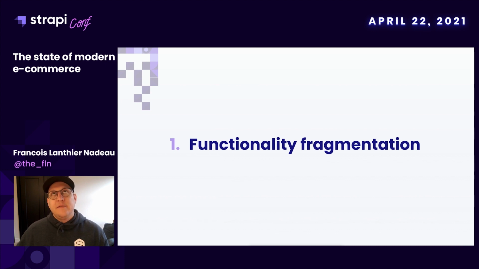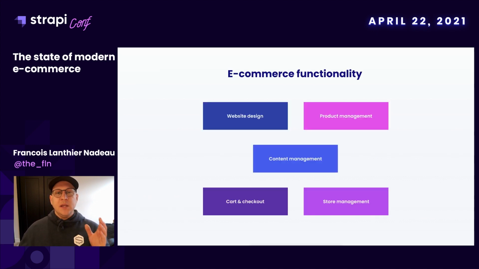I like to think of modern e-commerce as a beautiful mess, where there is a lot of fragmentation in functionality. Here's what I mean. When you look at different e-commerce solutions, you'll see that in one way or another, they're solving for these functionalities. So we have website design that's much more high level, that's much more visual. You have content management. Say, for instance, that you have a content marketing or SEO strategy that comes with your e-commerce site. You're going to need to create some articles, optimize them, that kind of stuff.